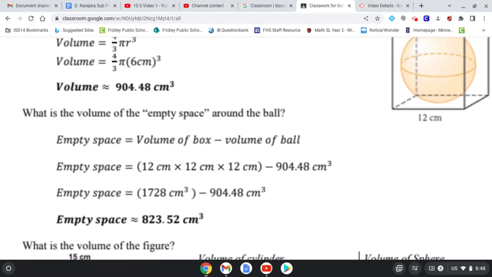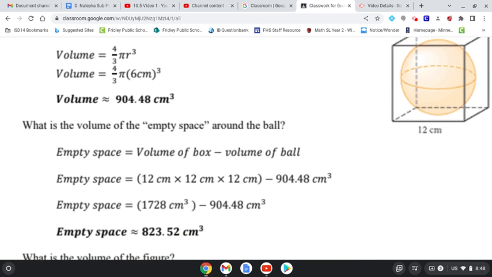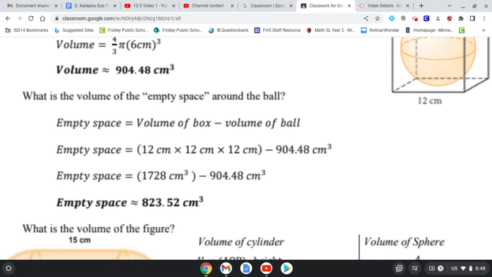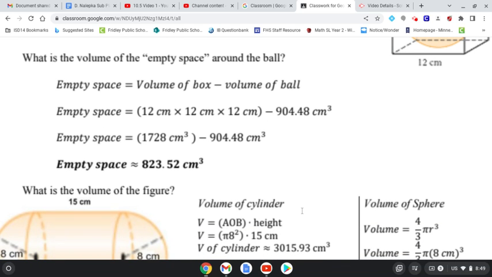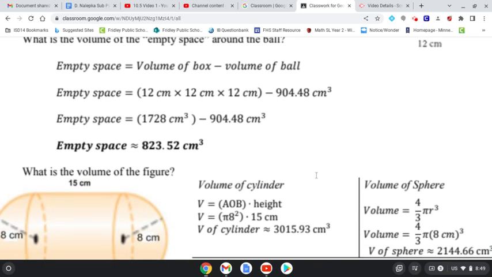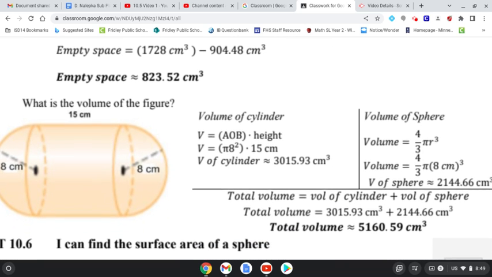So there's our second example. We found the volume of the sphere and then volume of the empty space inside of that problem. So go ahead and pause the video here, give everybody a chance to write down those parts. Then we'll look at this last one.